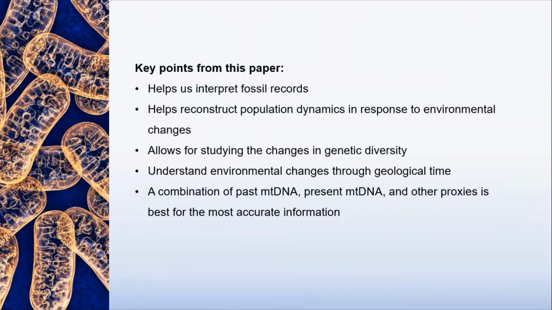I'm going to briefly sum up the important points from this article. First, mitochondrial DNA helps us interpret fossil records. It helps researchers reconstruct population dynamics in response to environmental change. It allows us to study genetic diversity and understand environmental changes through geological time. Lastly, a combination of ancient mitochondrial DNA, present mitochondrial DNA, and other proxies allows for the most accurate information.